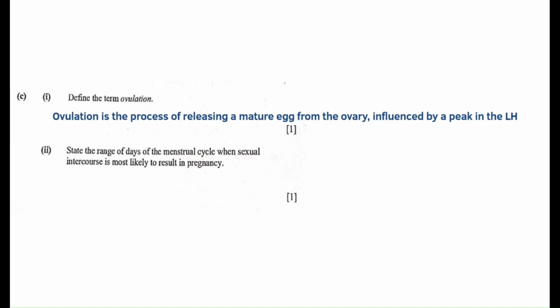State the range of days of the menstrual cycle when sexual intercourse is most likely to result in pregnancy. Obviously, this would have to be the days just before and just after fertilization. So most likely it will be around day 12 to 14. Sometimes you can see sources say day 12 to 16 of a 28-day cycle, 2 days before, 2 days after, sometimes maybe day 11 until day 17. But as long as you mention that it's a few days before and a few days after, including the day.